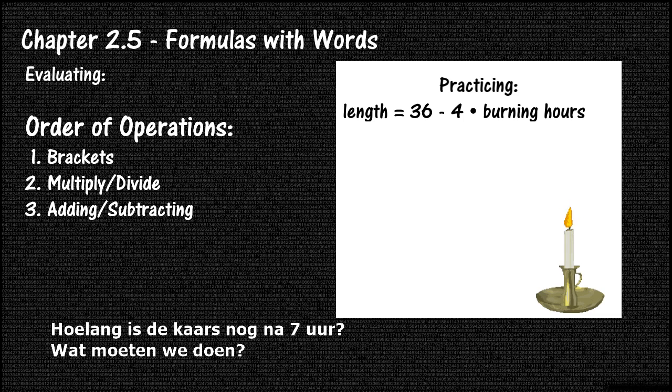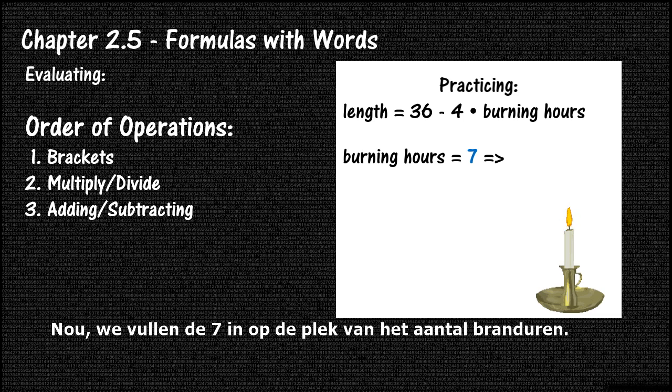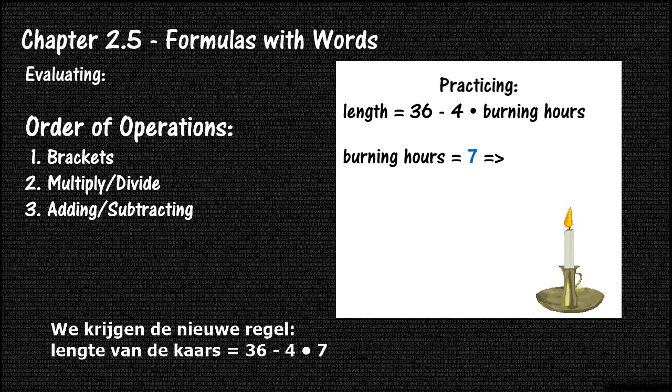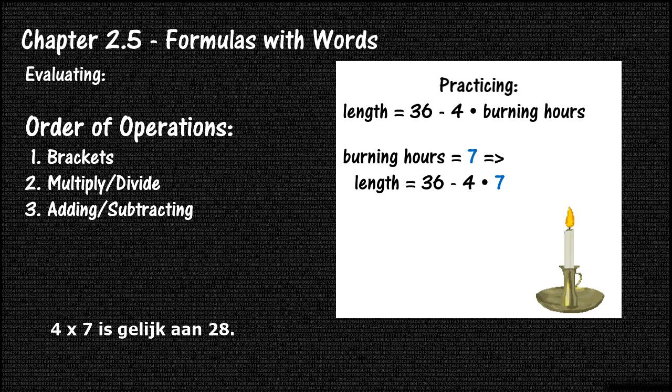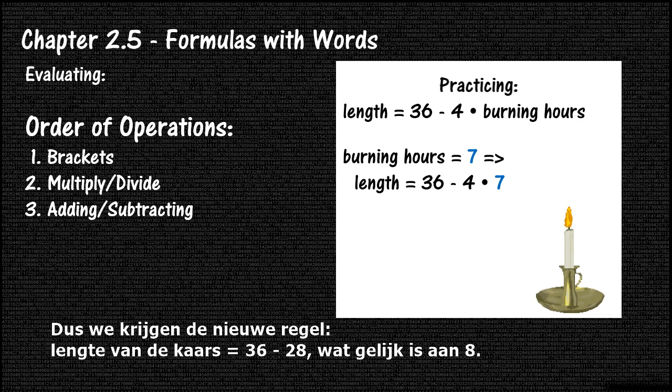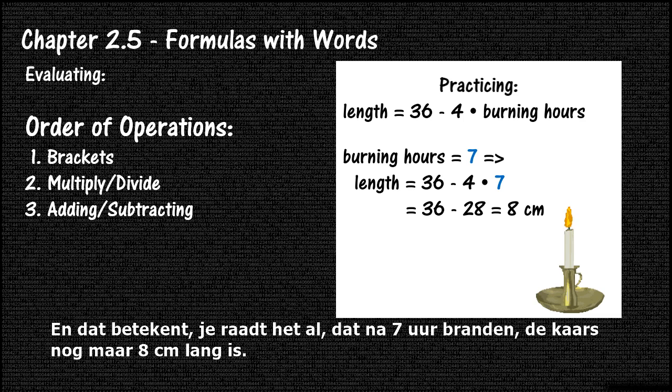How long is the candle after 7 hours? Well, we insert a 7 for the number of burning hours. We get the new line, length of the candle is equal to 36 minus 4 times 7. Again, multiplying goes before adding and subtracting. 4 times 7 is equal to 28. So the next line will be length of the candle is equal to 36 minus 28, which is 8. And that means, you guessed it, that after 7 hours the candle is only 8 centimeters long.